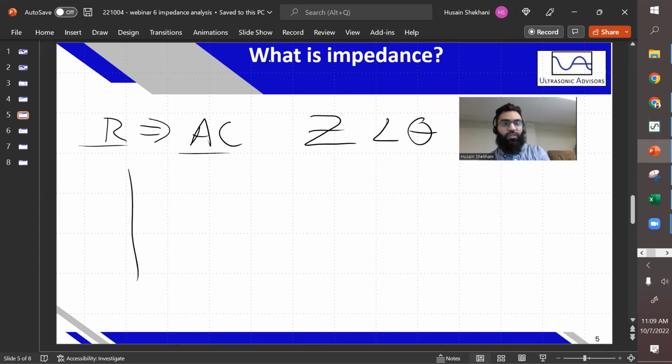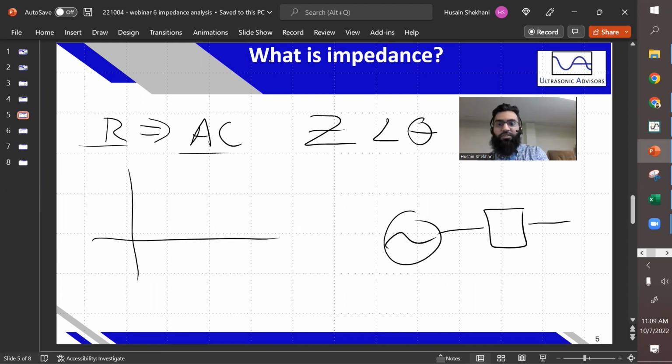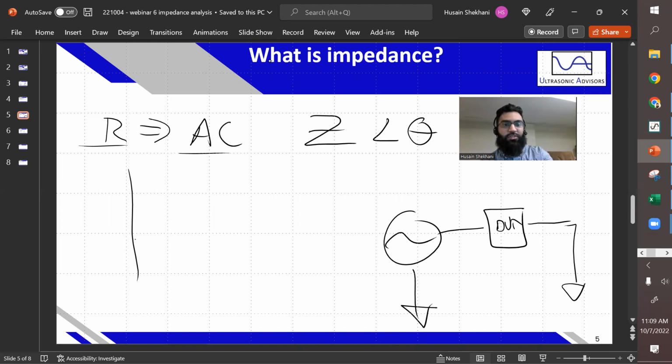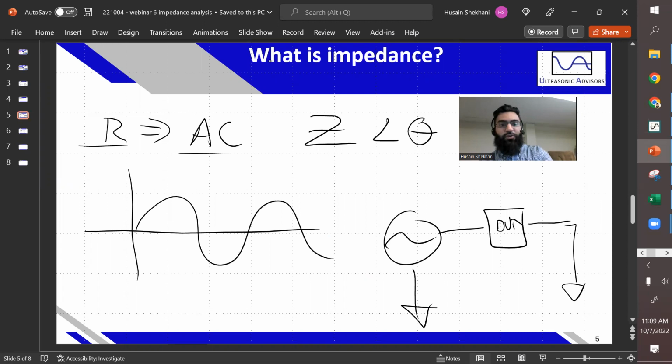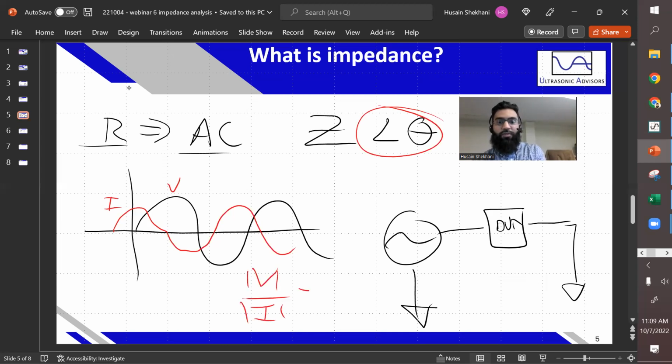So if you excite a given device, let's call it a block, a random device under test, with a sine voltage, an AC voltage, you will get an AC current response, hopefully at the same frequency, which means it's linear. You'll get a certain current amplitude and a certain voltage amplitude. In between voltage and current, there's going to be a phase. Voltage amplitude divided by the current amplitude is the impedance. You could also represent it as admittance.